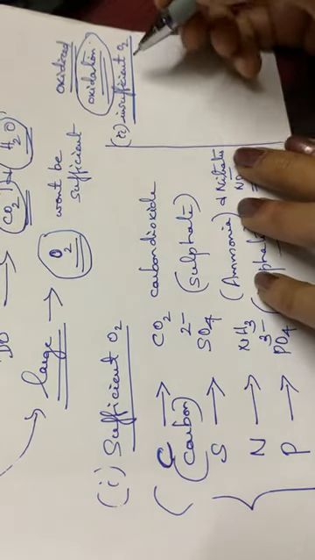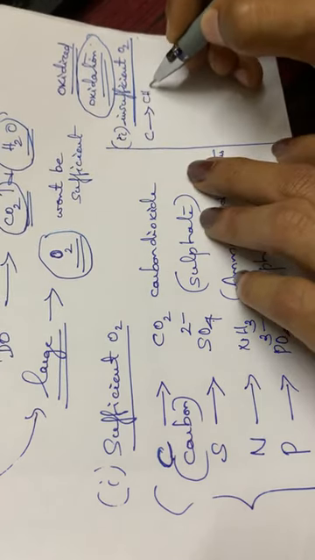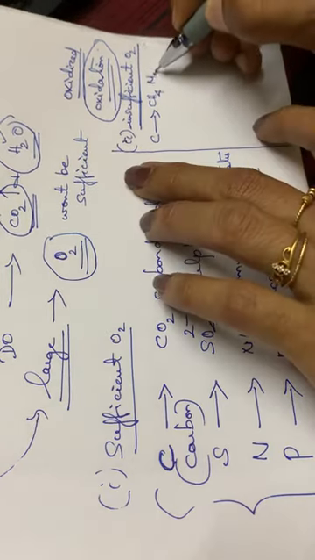So if insufficient oxygen is there, carbon will be converted to methane, CH4. CH4 is methane.